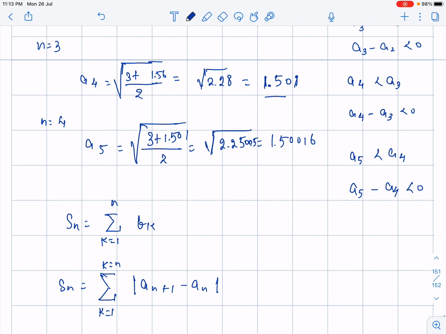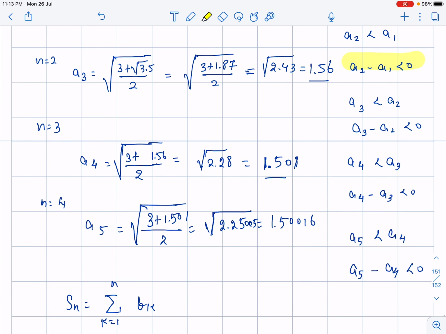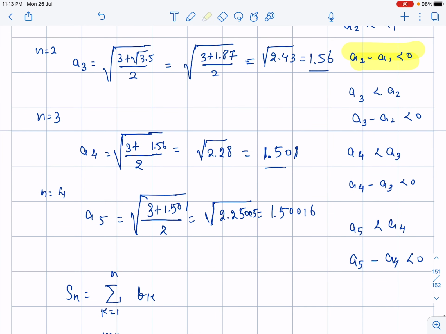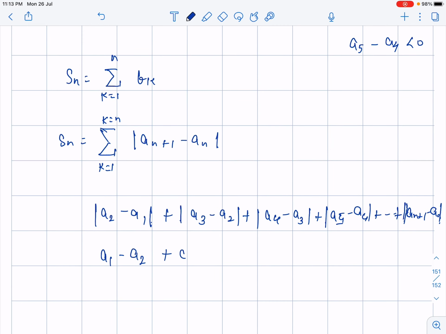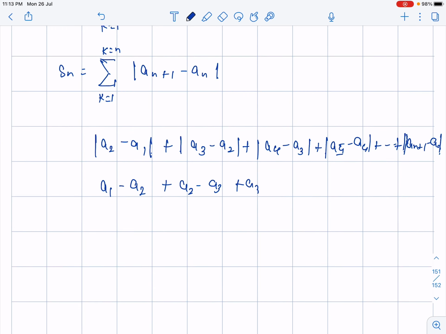Now guys, let's see. a2 minus a1 was which type of quantity? It was a negative quantity. So mod of a negative quantity will be opening with a minus sign. So that will be becoming a1 minus a2. Similarly, a3 minus a2 is a negative quantity, we had already seen, so its mod will be opening with the negative sign. That will be becoming a2 minus a3. Similarly, a4 minus a3 is a negative quantity, so its mod will be a3 minus a4. And similarly, a4 minus a5 will be. And finally, we'll have an minus a(n+1).